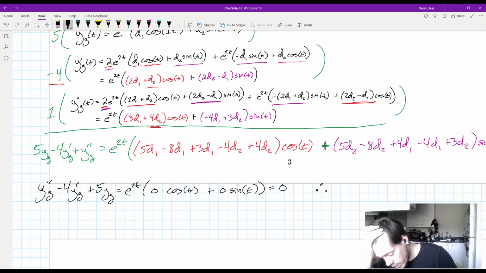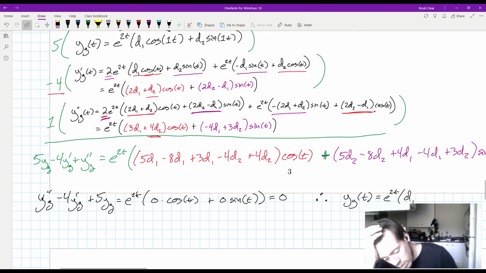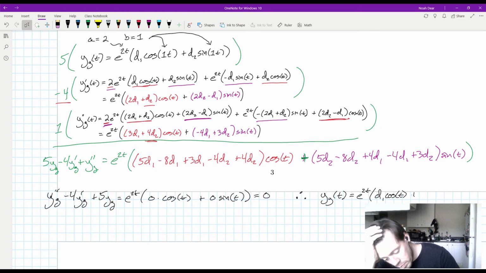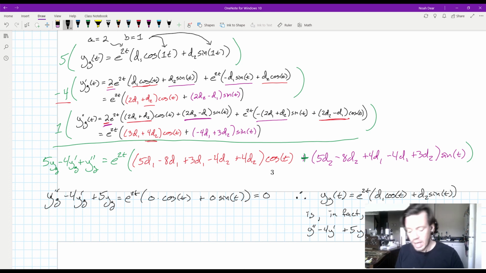Therefore, the y sub g that we found, e to the 2t times d1 cosine of t plus d2 sine of t is, in fact, a solution to y double prime minus 4y prime plus 5y equals 0. End proof.